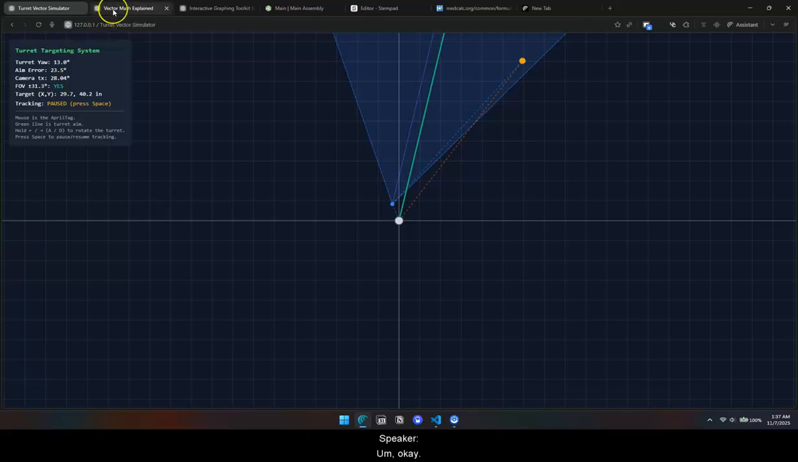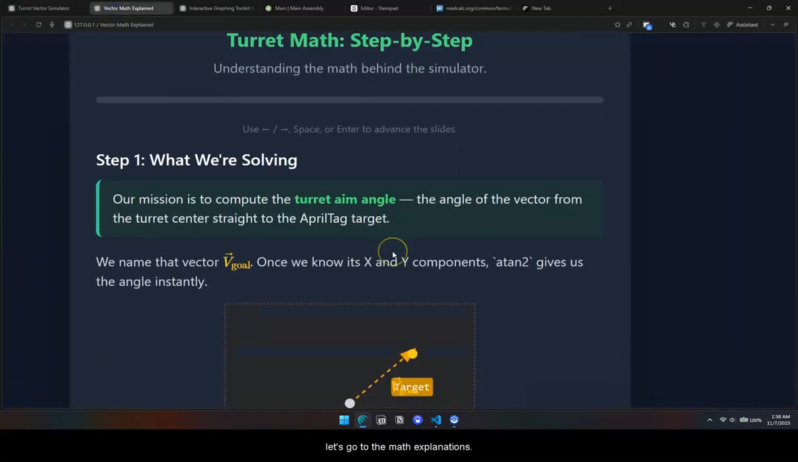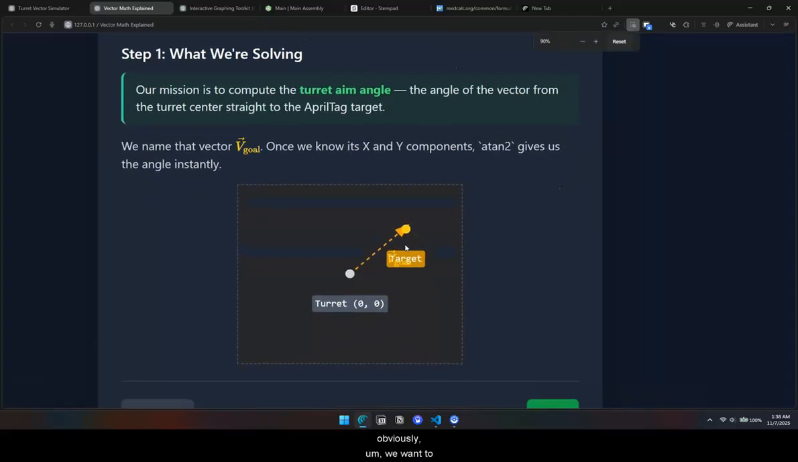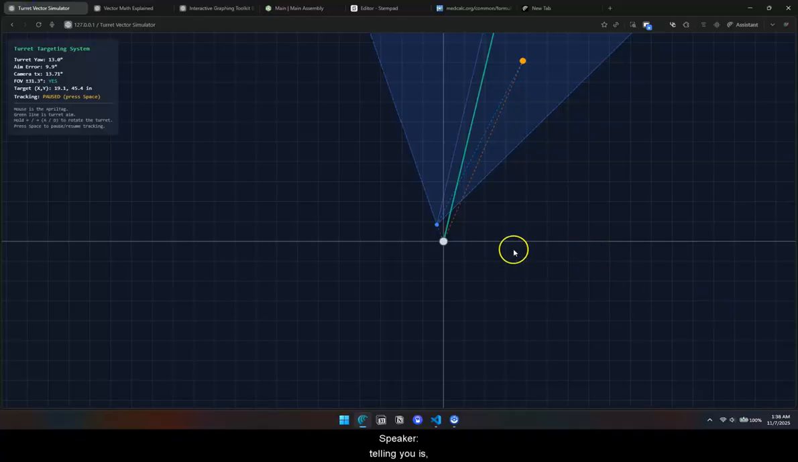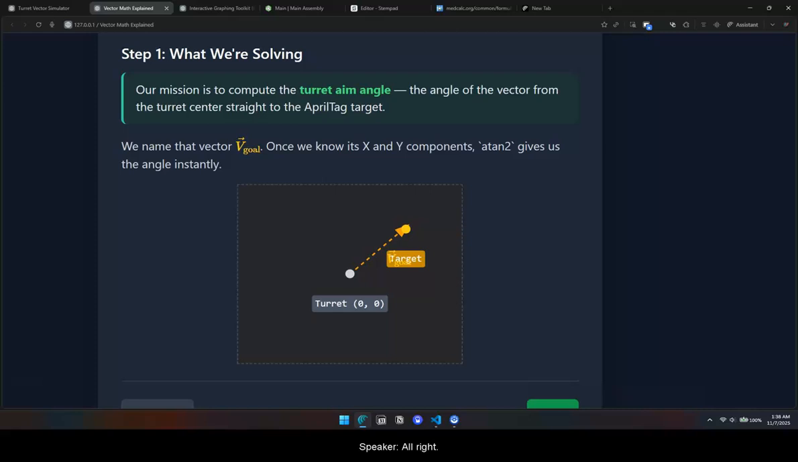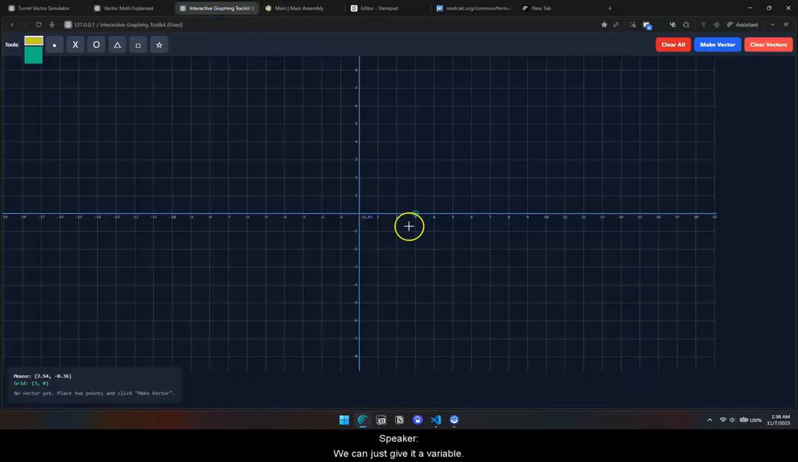Okay. Now let's go to the math explanations. So obviously, we want to explain this. And our mission is to compute the turret aim angle, the angle of the vector from the turret center straight to the April tag target. So what it's basically telling you is, from here to here. Okay. All right. So we call this goal. We can just give it a variable.